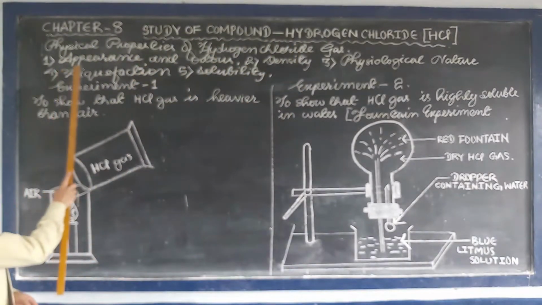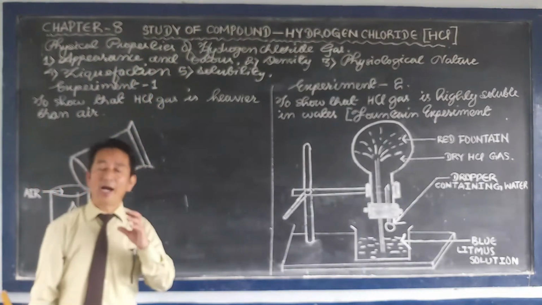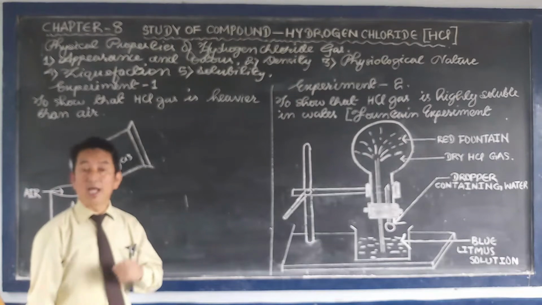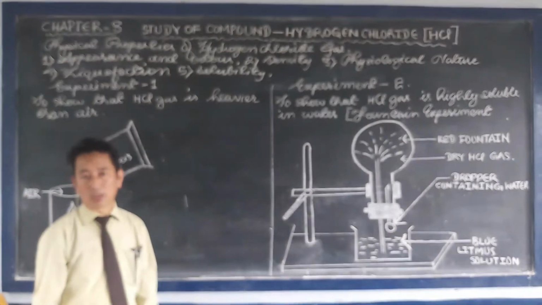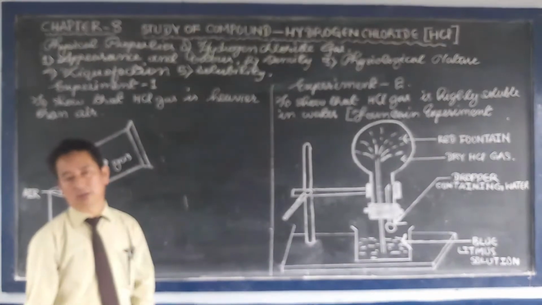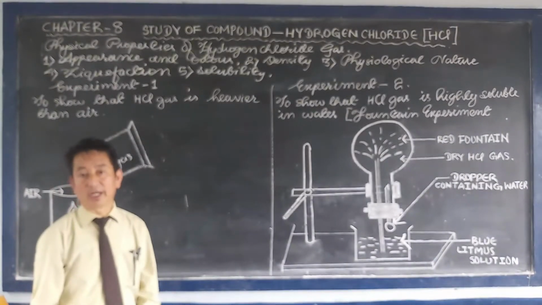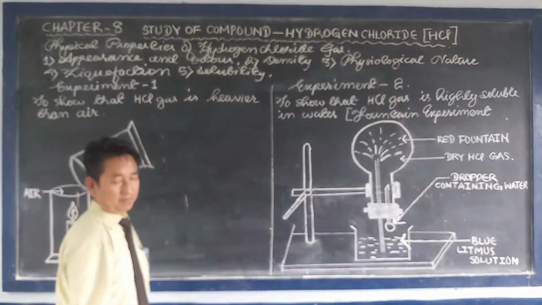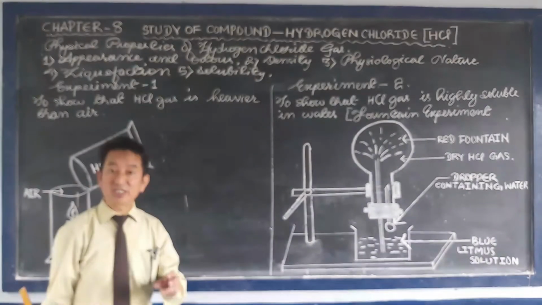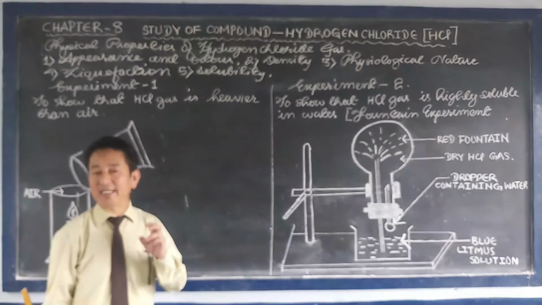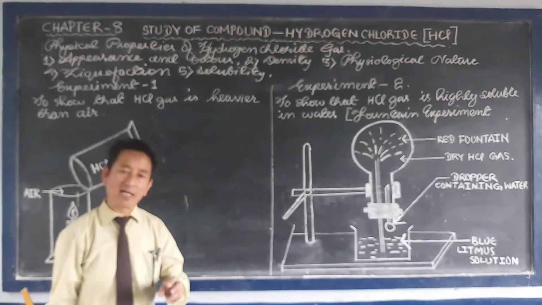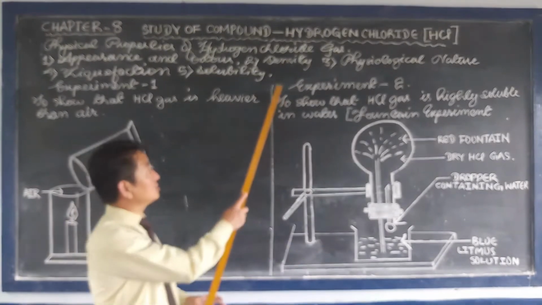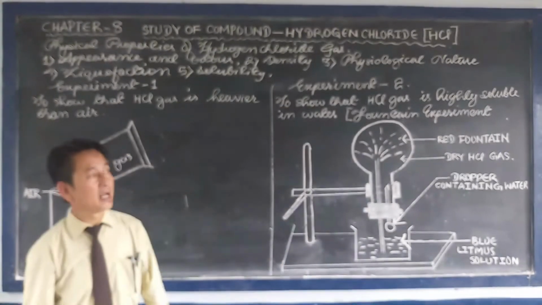First one here, appearance and odor. Hydrogen chloride is a colorless gas. It has a pungent choking odor. It is sour in taste. Now next here, density. The density of hydrogen chloride is 18.25 and that of air is 14.4. It means that hydrogen chloride is heavier than air.